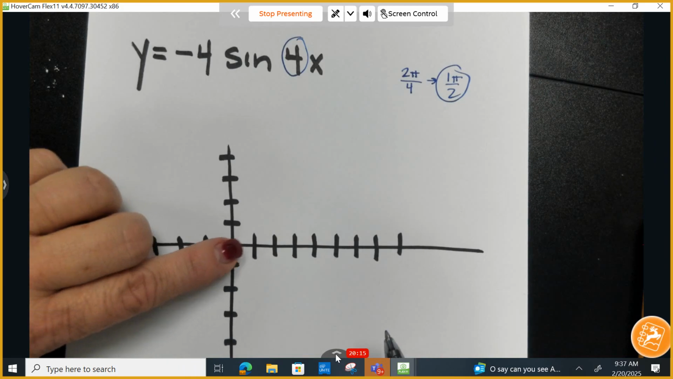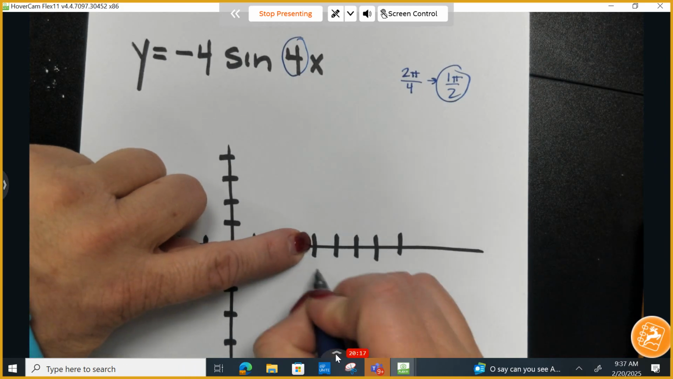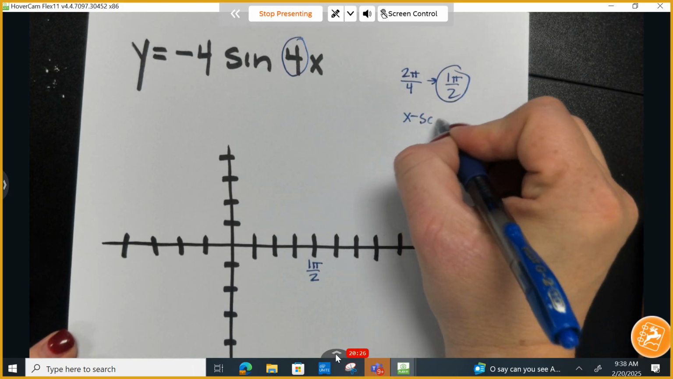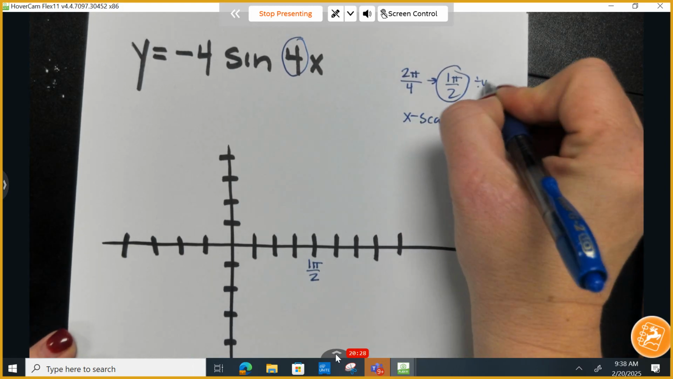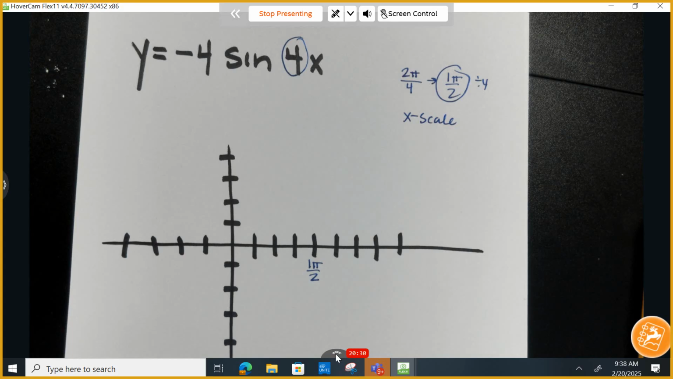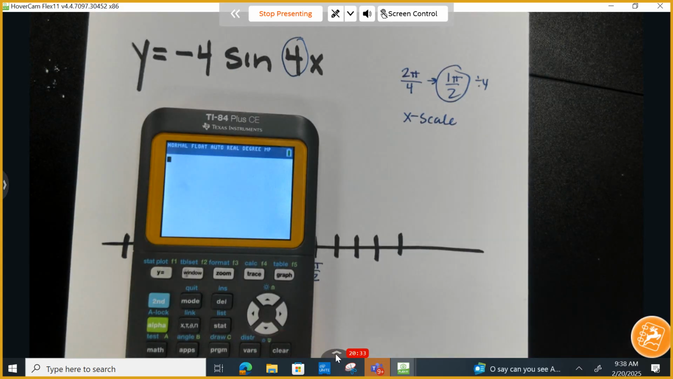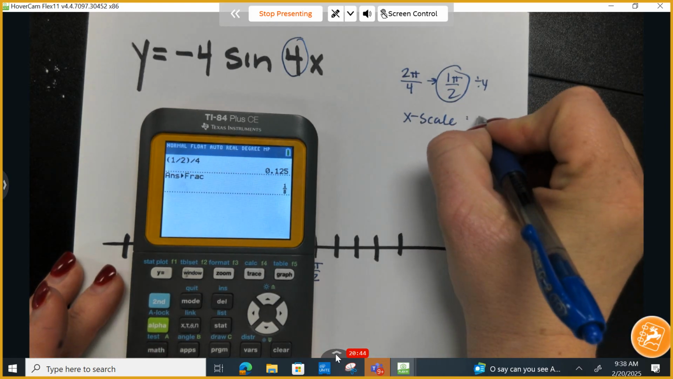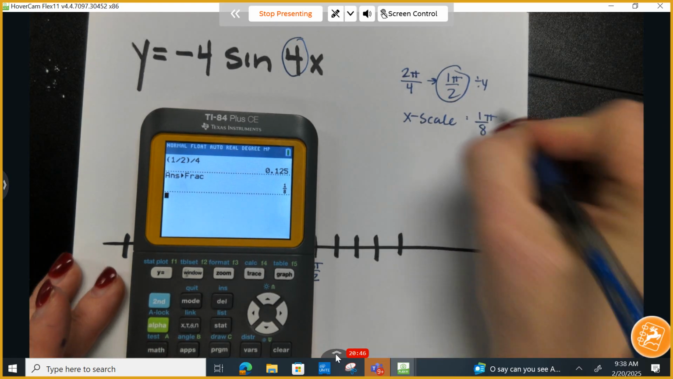What does that mean? It means after 4 steps, 1, 2, 3, 4, I'm at 1 pi over 2. You're not graphing, you're just watching. Next, how do I use that information to find the x scale? Well, for the x scale, we're always going to take this and divide it by 4 because there are 4 steps to each cycle. How can I do that on my calculator? Take 1 over 2, omit the pi symbol, and divide it by 4. If I get a decimal, turn it back into a fraction. I end up with 1 pi over 8.